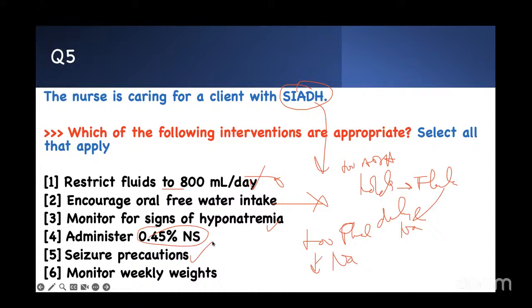Monitor weekly weight. That's wrong. Even though it says monitor and weight, you have to look at the totality of the answer choice. It should be daily, not weekly. So this should go wrong. So number 1 is the right answer. Number 3 is the right answer. And number 5. So 1, 3, 5. It's a select all that apply.